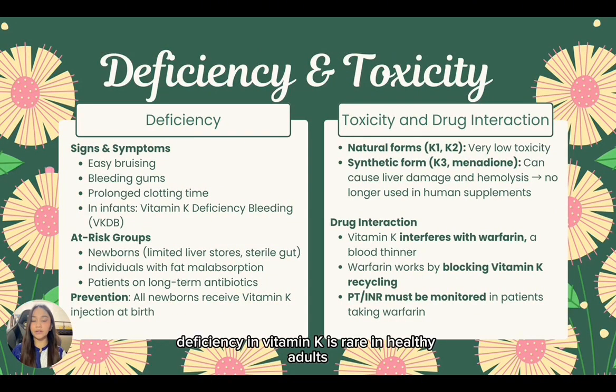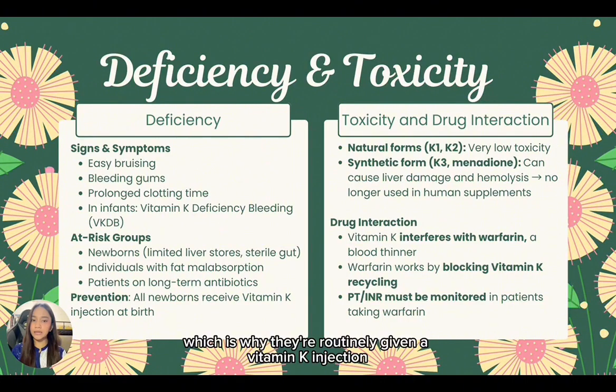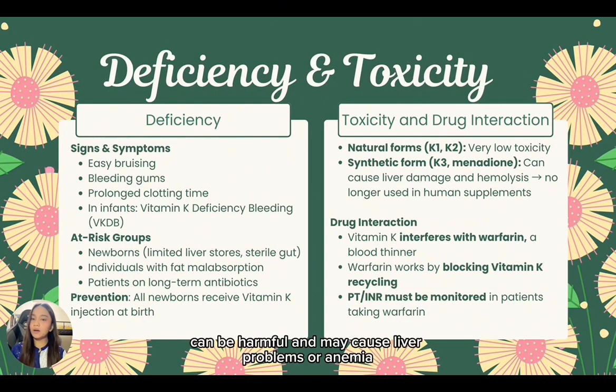Deficiency in vitamin K is rare in healthy adults, but it can be serious. It may cause easy bruising, bleeding gums, or prolonged clotting time. Newborn babies are especially at risk, which is why they're routinely given a vitamin K injection right after birth. In adults, deficiency may happen in people with fat malabsorption disorders, liver disease, or those taking long-term antibiotics, which can reduce gut bacteria. Toxicity from natural sources is very rare, but synthetic forms like vitamin K3, which is no longer used in humans, can be harmful and may cause liver problems or anemia.